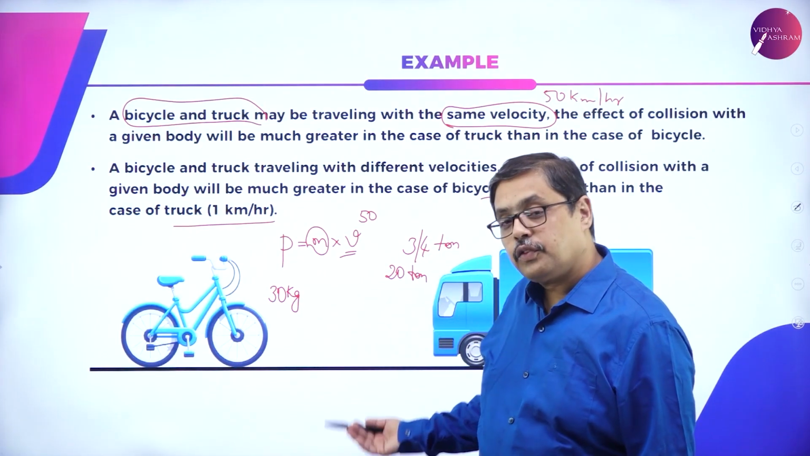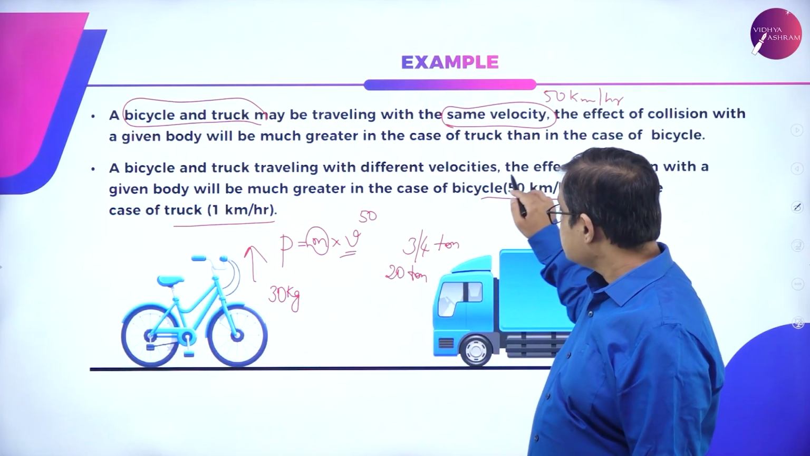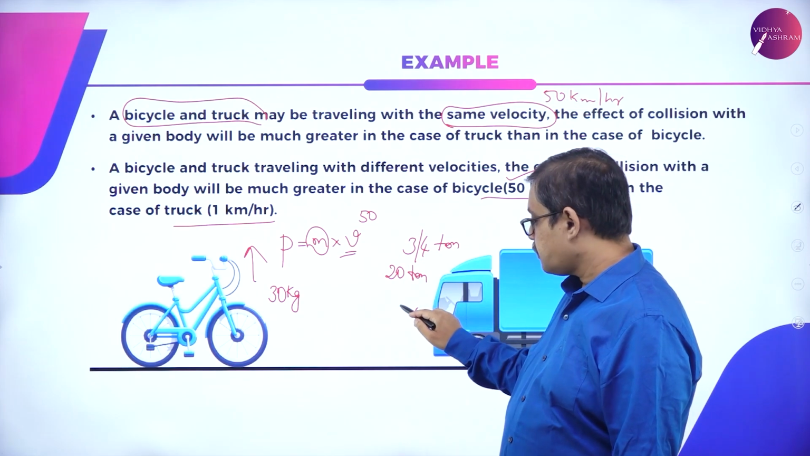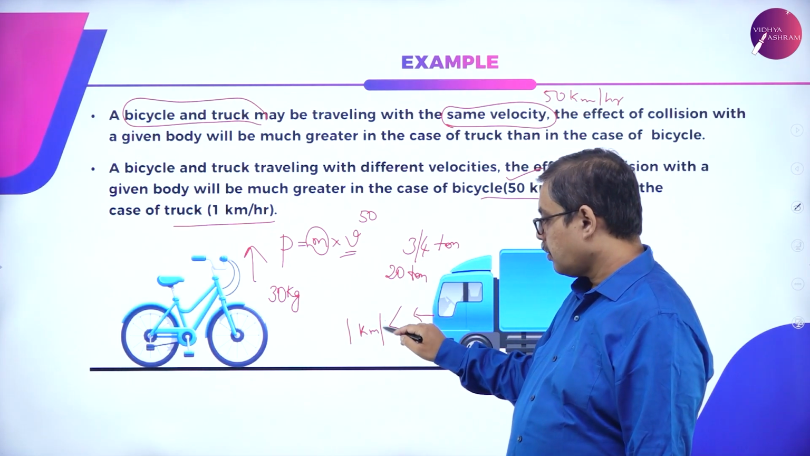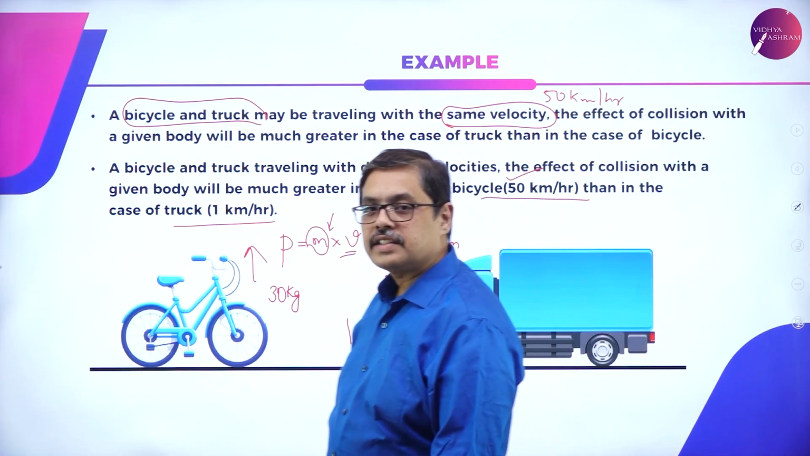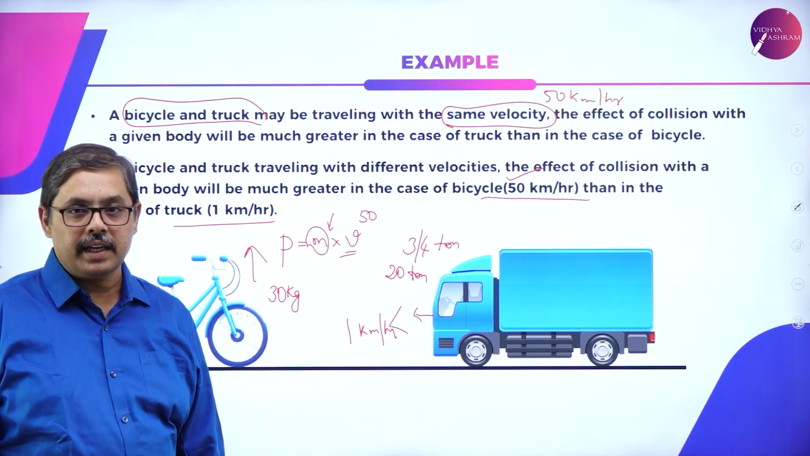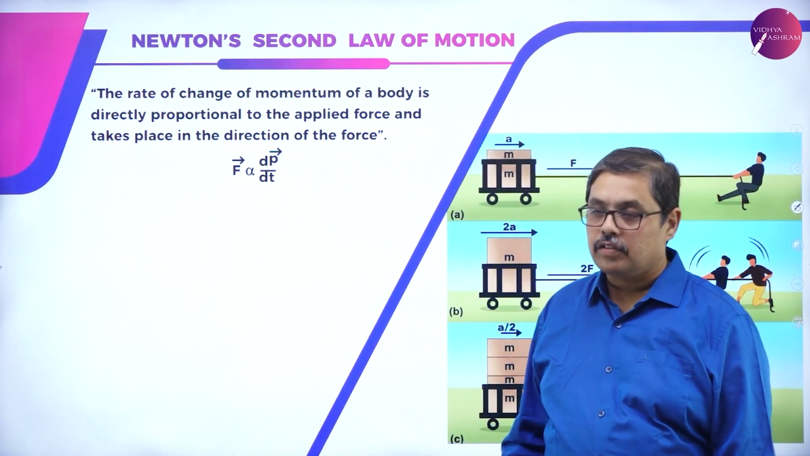Now the effect of collision of the bicycle is greater because the velocity is 50 km per hour, whereas the impact of the truck is far lesser because it is traveling at 1 km per hour. See, you understand the impact of mass and velocity in momentum. Okay. Now let us move on and go to Newton's second law of motion.